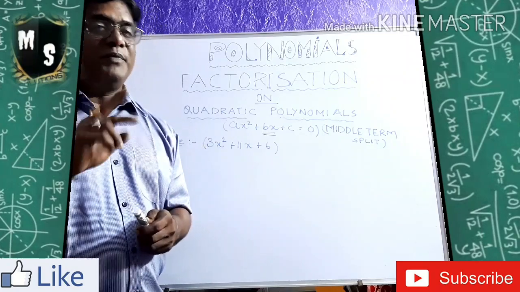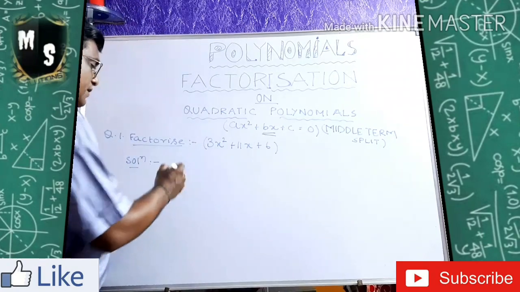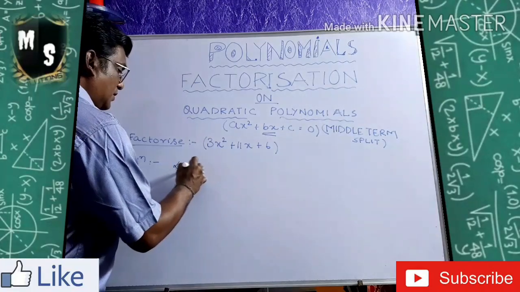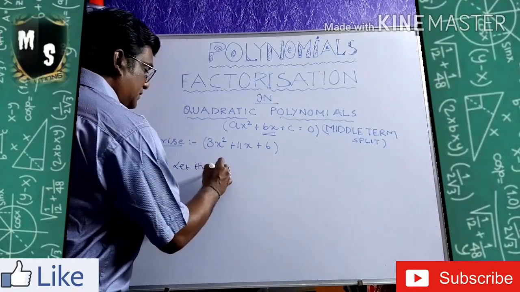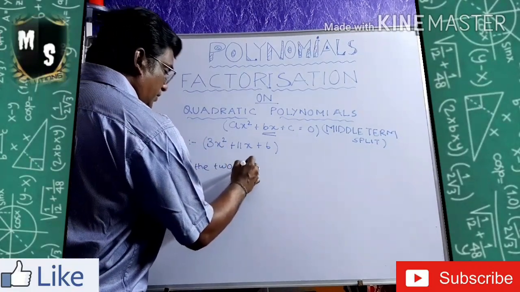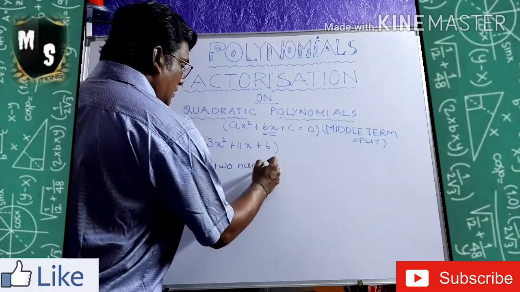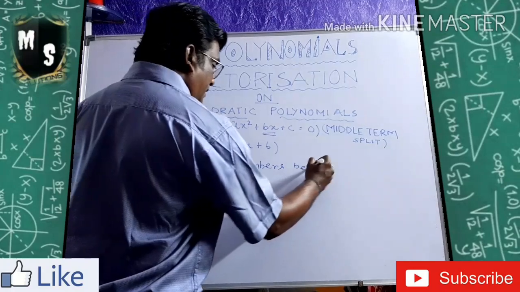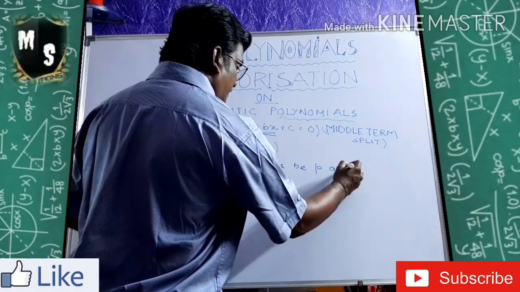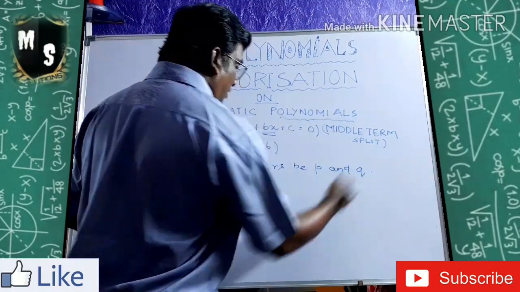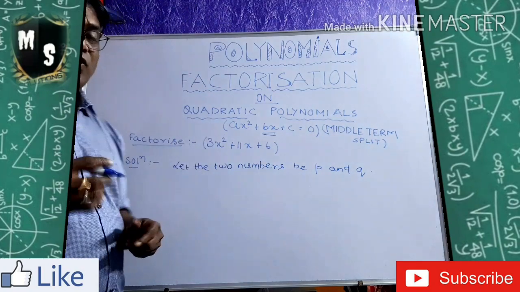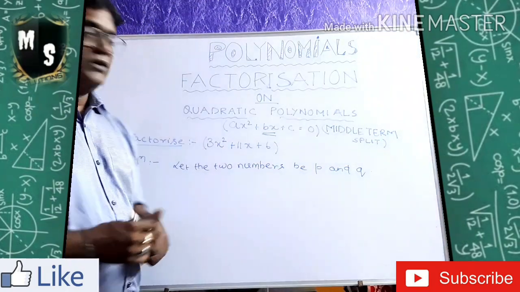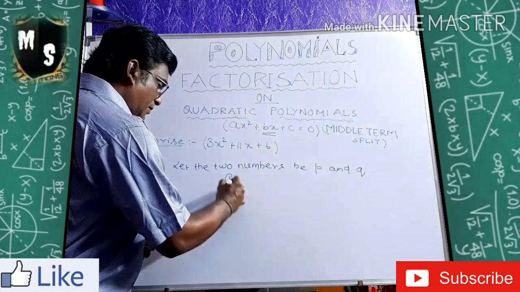Let the two roots be p and q. Then let the two numbers we are going to get, that is the solution, be p and q. Then there is a trick involved in it. When you go to factorize, how to do it? Step number 1.